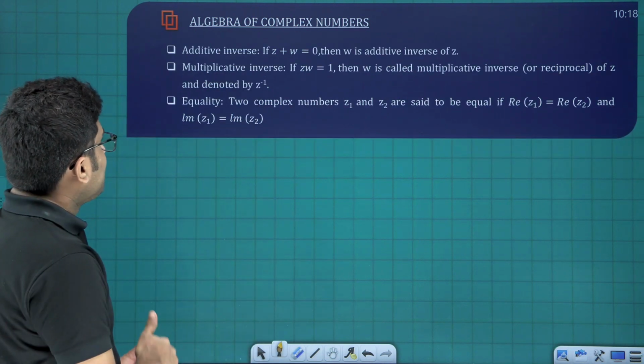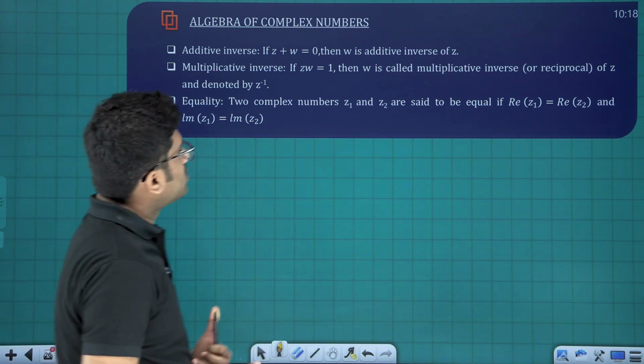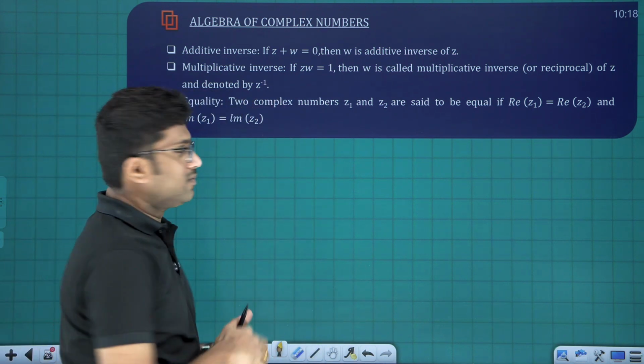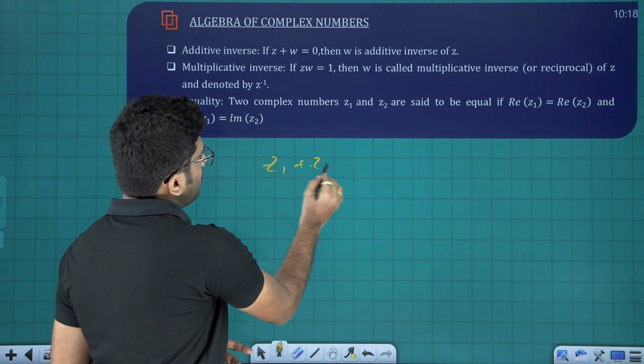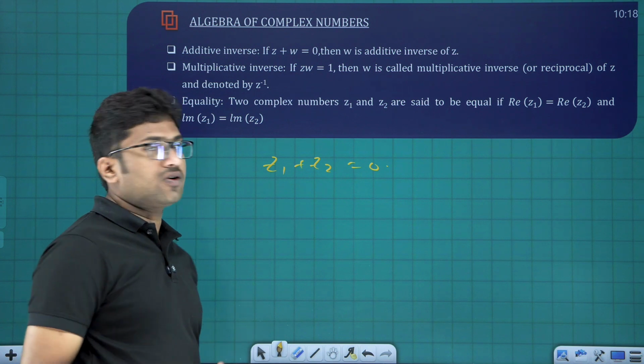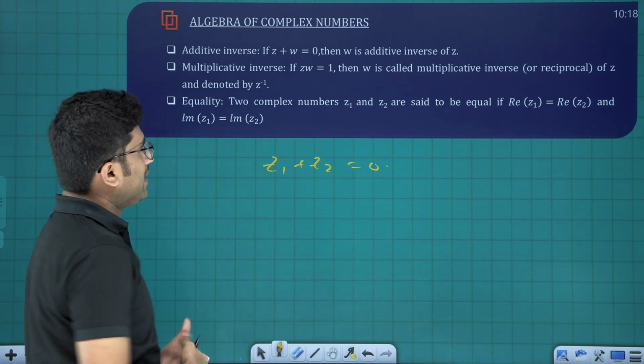Next, algebra of two complex numbers. Additive inverse, that is the additive inverse of z. That means if z1 plus z2 is equal to 0, then z2 is called the additive inverse of z1, vice versa. Z1 is called the additive inverse of z2. Multiplicative inverse.